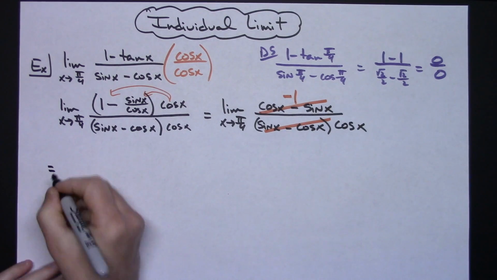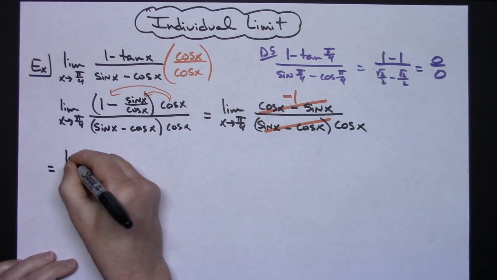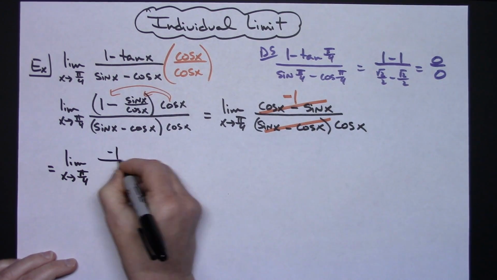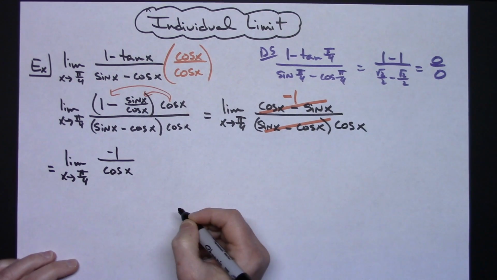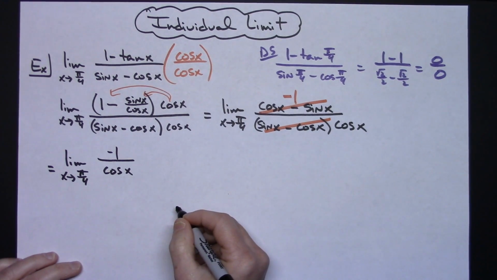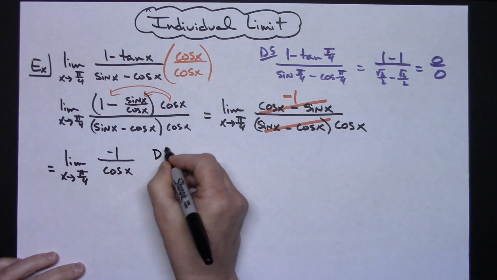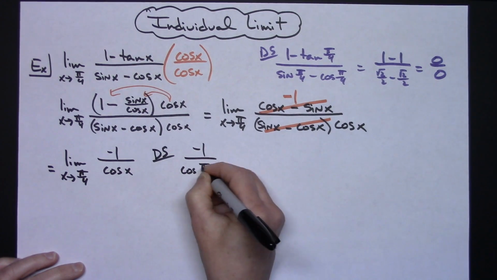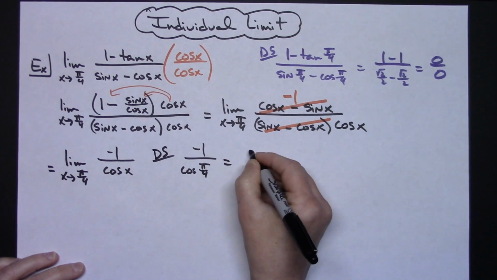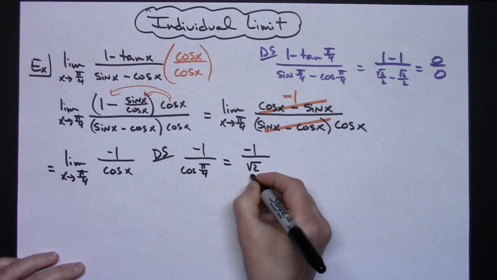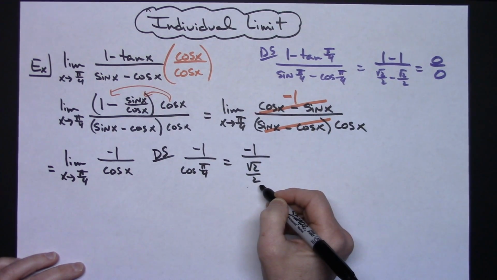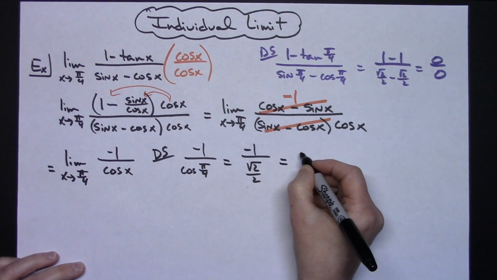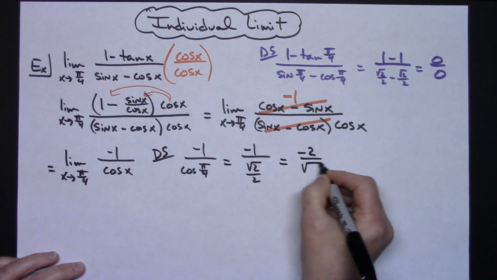So coming down here, simplifying that out a little bit so it looks a little nicer. We've got the limit as x approaches pi over 4 of negative 1 over cosine x. Alright, now at this point, let's go ahead and try a direct substitution and see where that gets us. So then I'm going to have negative 1 over cosine of pi over 4. Cosine of pi over 4 is going to be square root of 2 over 2, and then multiplying through by 2 to get rid of that complex fraction, it's going to leave me with a negative 2 over square root of 2.